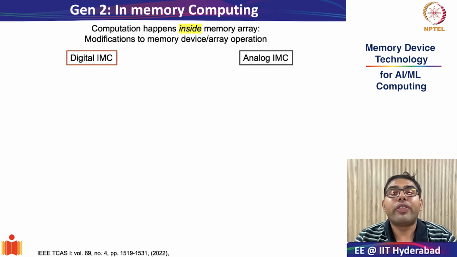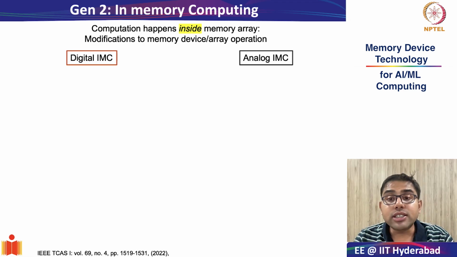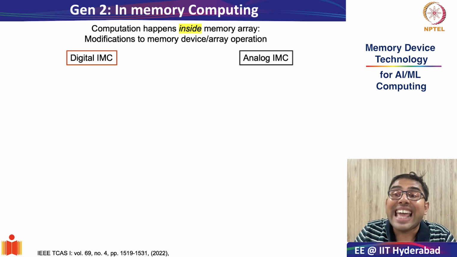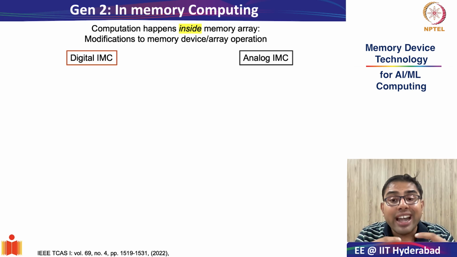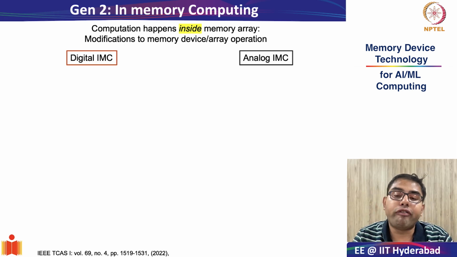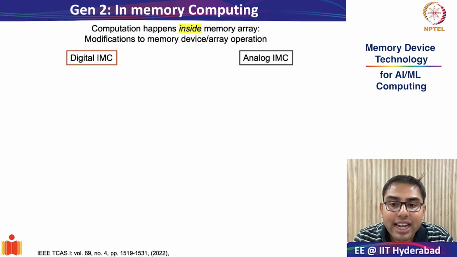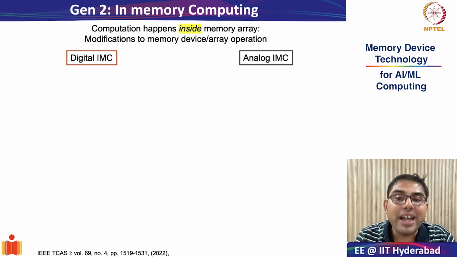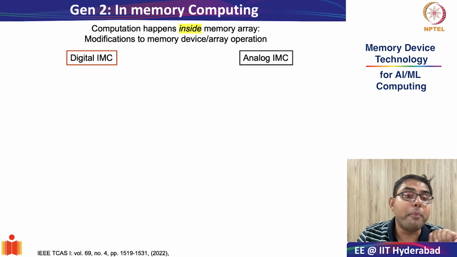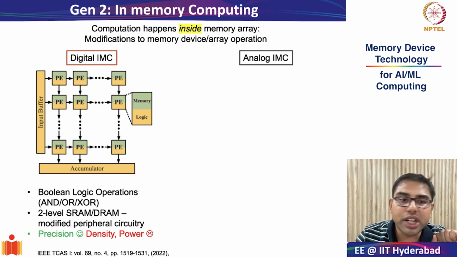So with this, the natural question that arises is, can we push this idea even further? Instead of placing logic beside the memory, can we actually perform computation inside the memory array using different biasing conditions for bit lines, word lines, or even by modifying the device physics itself? And that is what brings us to our major topic, which is true in-memory computing, which can be implemented in two fundamentally different ways. That is your digital in-memory computing and your analog in-memory computing. So let us first start with digital in-memory computing.